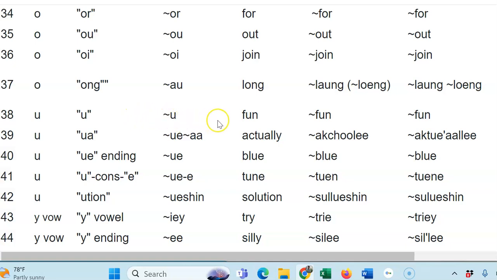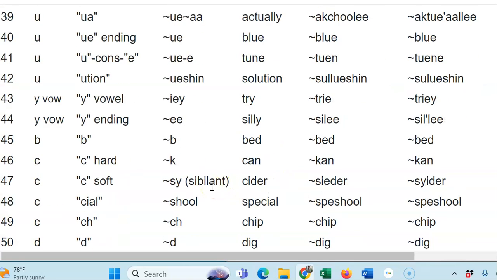Letter U, if you see it, is generally as in fun. UA, when you see it, is generally actually. UE ending is blue, blue, blue. U, silent E ending, preceded by U and a consonant, is like tune is tune. UTION is ushin. And we're up to Y vowel. Now, Y vowel is tough. You see a Y vowel and it's I, try. The Y sound is attached to an N, try, because generally an ending Y is the E sound. So we have to separate that out. And here we have the Y vowel ending as E, silly, and that would be sillily.